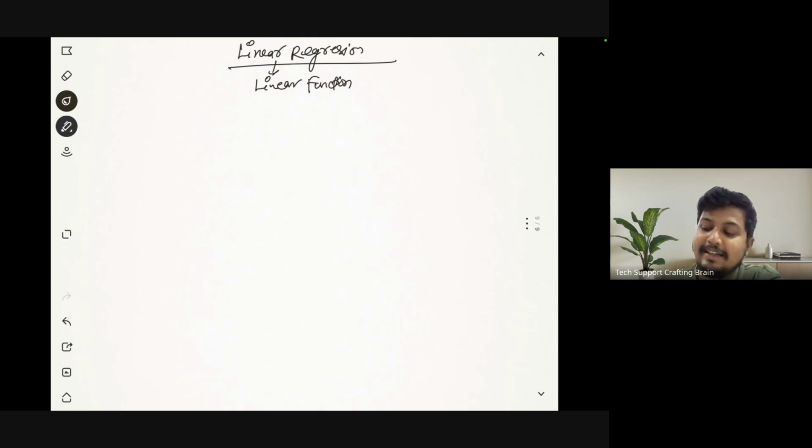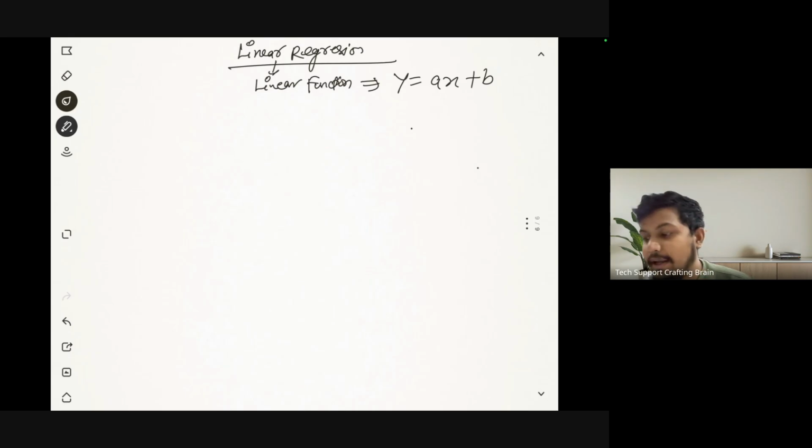You guys have heard about linear function, guys. Linear function, what is the formula we are having? y is equal to ax plus b. You guys have heard about it or not? In mathematics, you have heard about it, yes. Obviously, we have heard of y is equal to ax plus b.